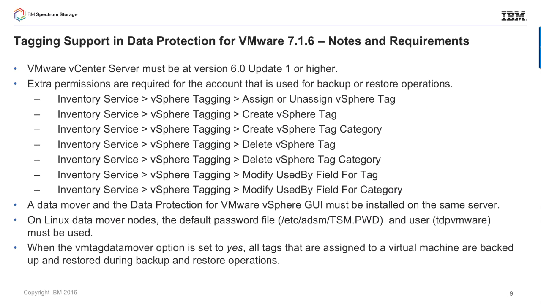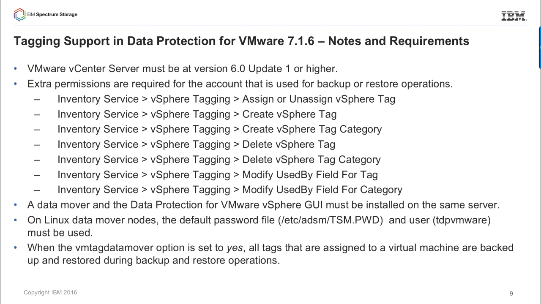Now there are some notes and requirements for using tagging with Data Protection for VMware version 7.1.6. First of all, because of the use of the API, we do require version 6.0 update 1 or higher of VMware. We're also going to require some additional permissions be set for the account that is used for backup and restore operations. And most of these additional permissions have to do with accessing the tagging in the vCenter server.